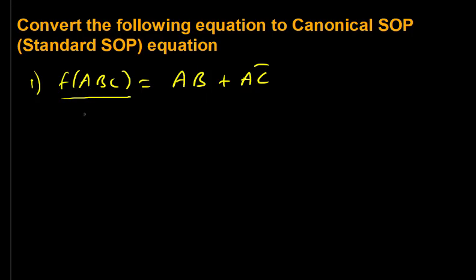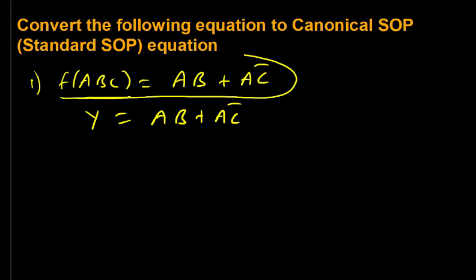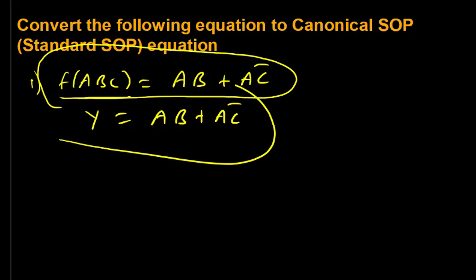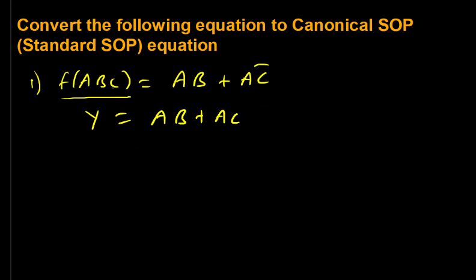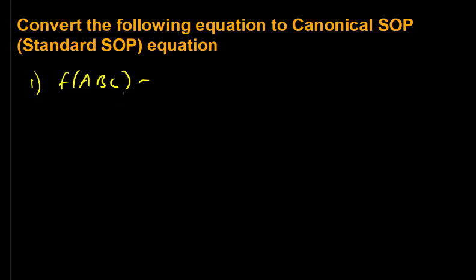This equation can also be written this way: y equal to a, b or a, c bar. Whether we write in function form or in output form, it is one and the same thing. But I am writing in function form so that we know how many variables this particular expression depends on. From here it is clear that it depends on 3 variables.